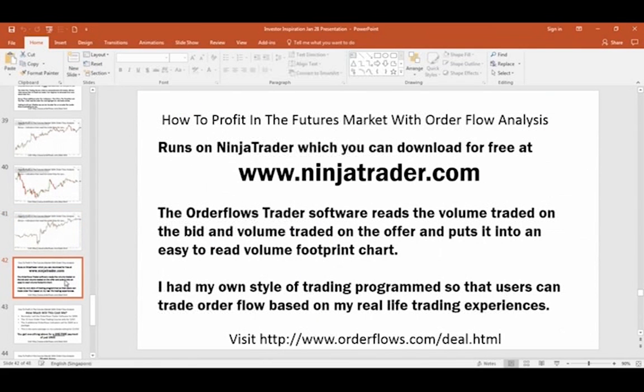Now, the software runs on NinjaTrader, which you can download for free at ninjatrader.com, and it reads the volume traded on the bid and the offer and puts it in an easy-to-read volume footprint chart.